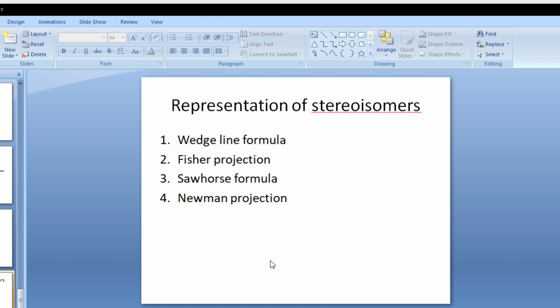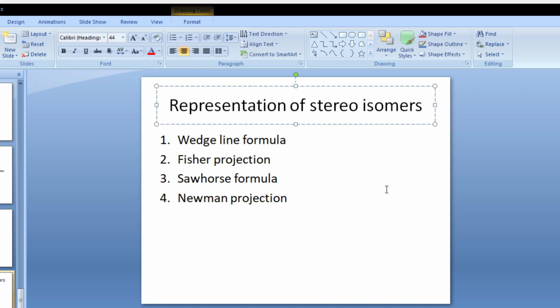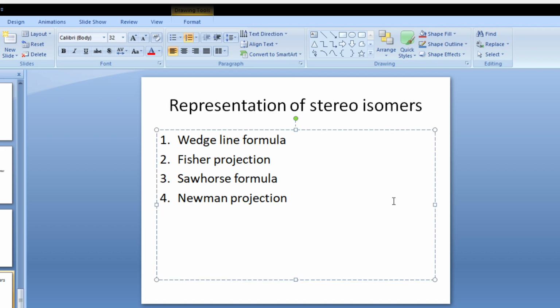Now these molecules we will try to represent in various forms. What are the representations that are possible here? Representation is possible in wedge line form, Fischer projection, Sawhorse projection or Sawhorse formula, and Newman projection formula. So these are various forms in which organic molecules can be represented. So let us try to learn the various ways of representing organic molecules.